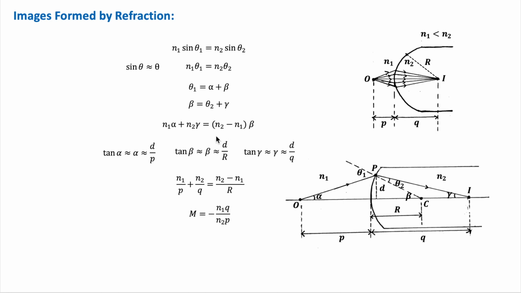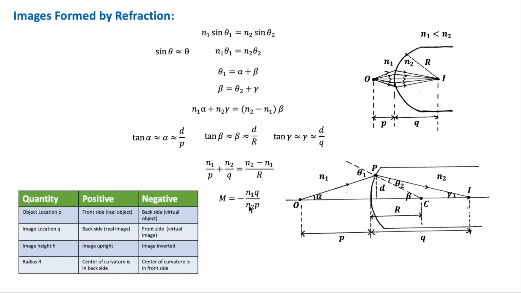And in this small angle approximation, we have tan alpha is almost equal to alpha, and same goes for beta and gamma, and this is equal to d over p, and tan beta is equal to d over r, and tan gamma is equal to d over q, okay? And then we substitute in this equation, and we get this equation here. So this expression shows that all paraxial rays leaving an object at a distance p from the refracting surface will be focused at a distance q, okay, which is at the back side of the surface.